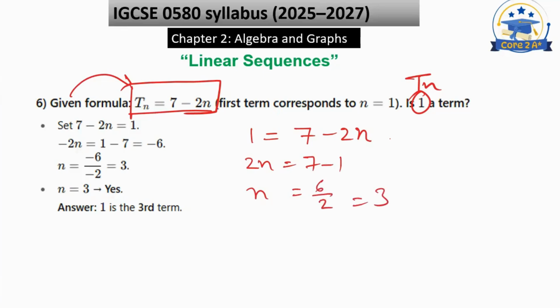That is 3. So yes, because 3 is an integer, right? 3 is an integer. This is not in decimal. So yes. What is the answer? 1 is the third term, right? Why? Because n is coming 3 and n is showing the position of the term. At what position the term is.